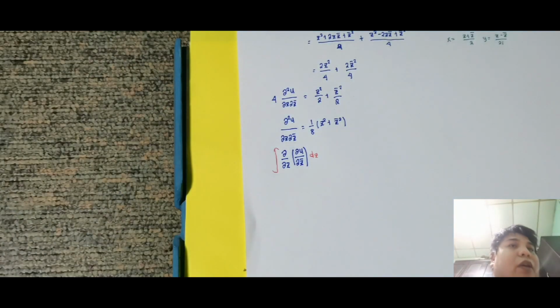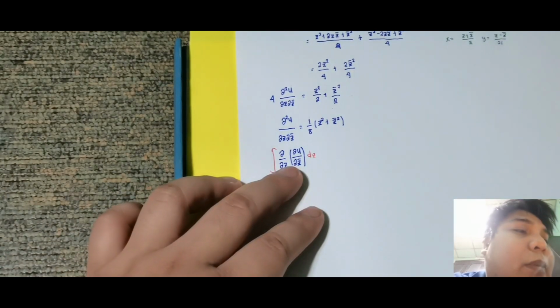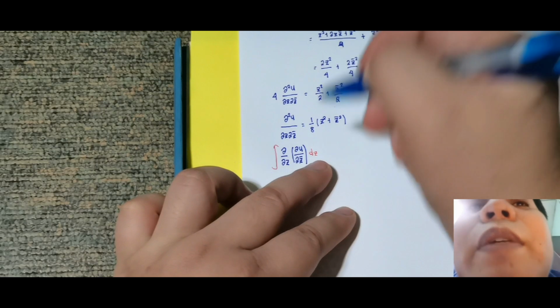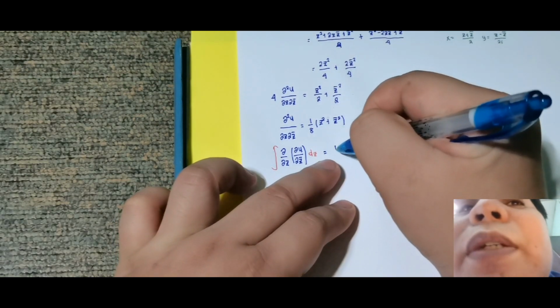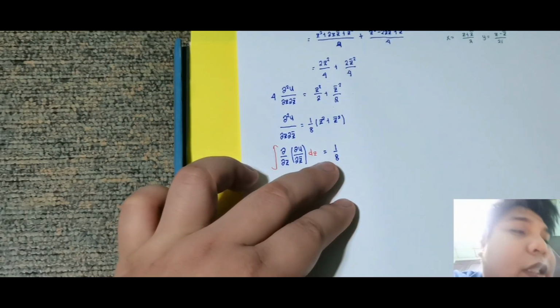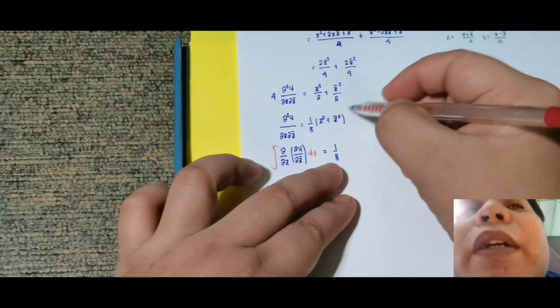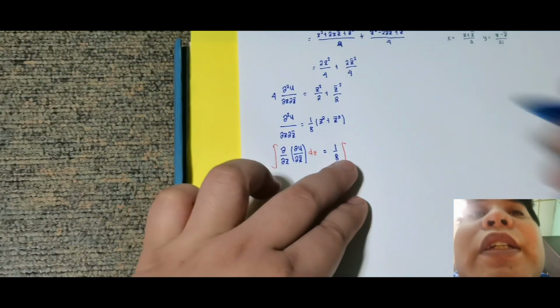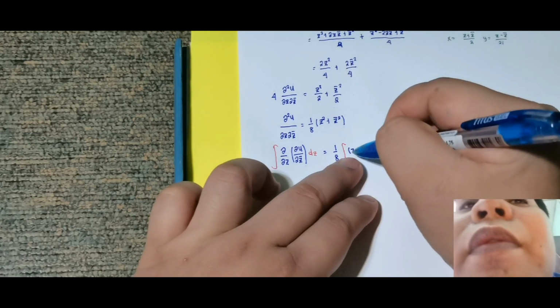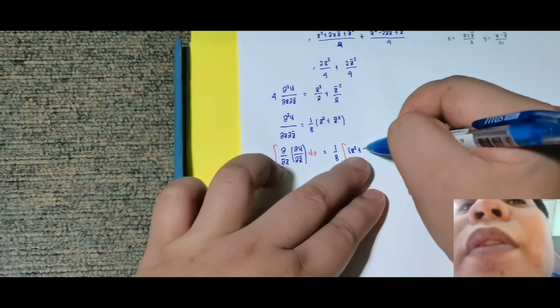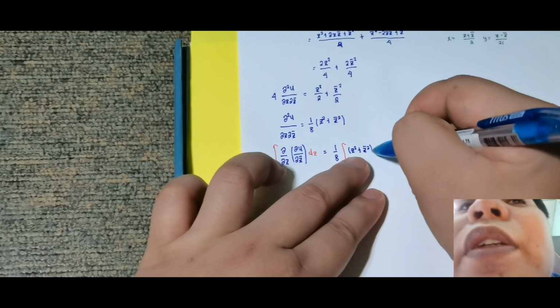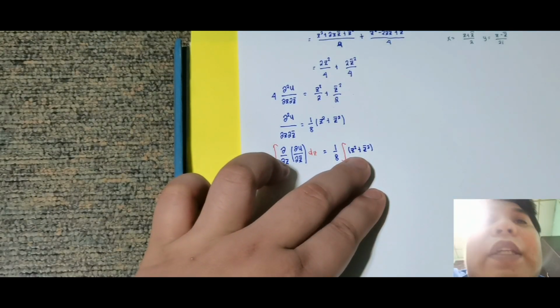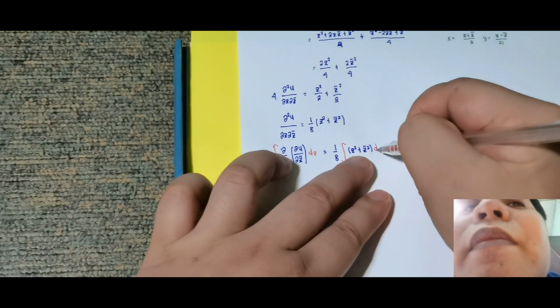Since anong ginawa ko sa right side, gagawin ko rin sa left side. Iniba ko kulay para makita nyo. Lalabas ko si 1 over 8, siyempre kasi wala naman siyang epekto, parang constant na sa integration. So this is integral of z squared plus z bar squared, then with respect sa dz, para makita nyo ano yung ginagawa kong process.